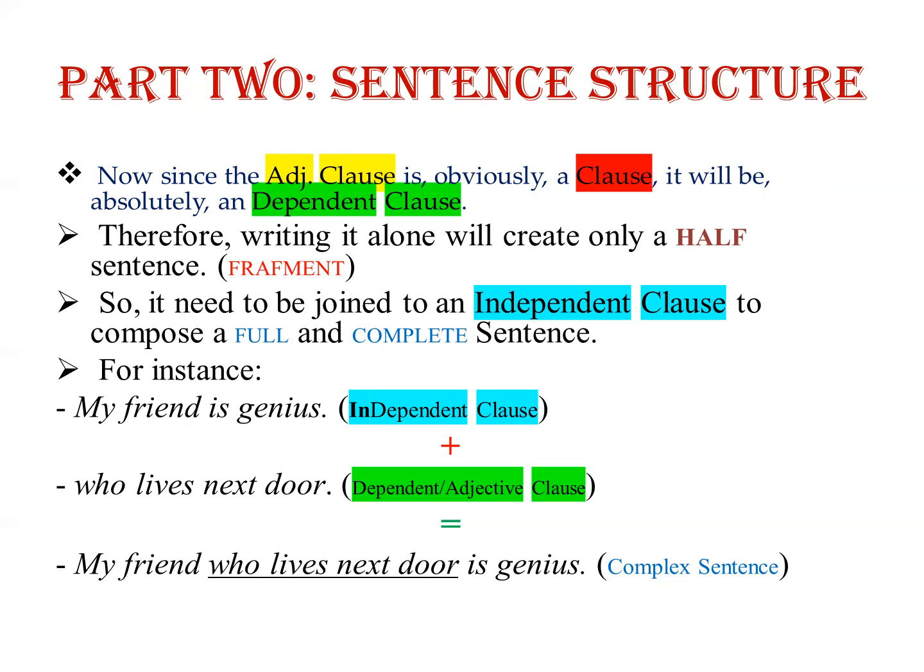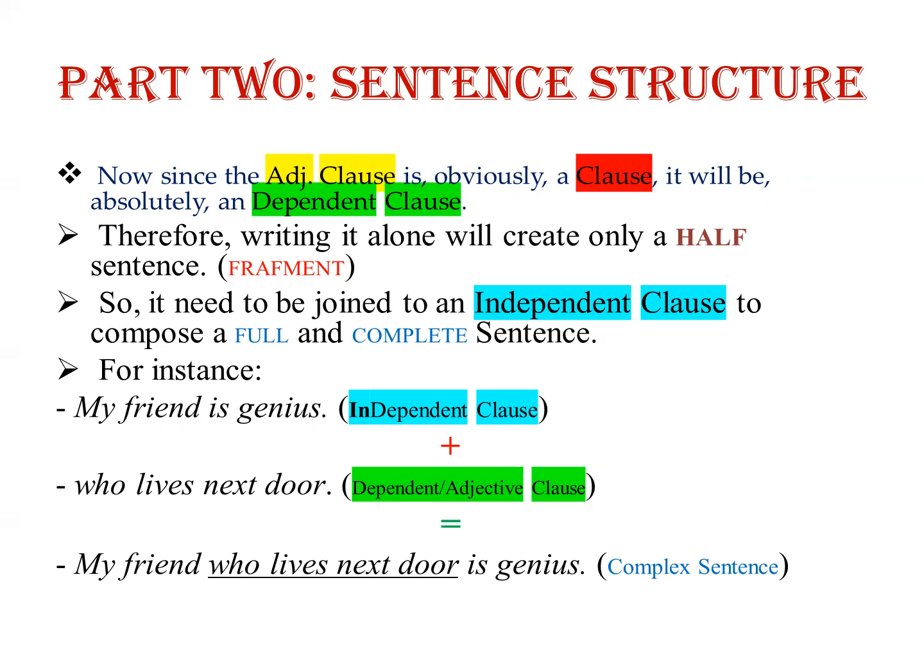Okay, "My friend is genius who lives next door." "My friend is genius" is an independent clause, and it is also a complete sentence. "Who lives next door" is a dependent clause, or an adjective clause, absolutely, because alone, "who lives next door?" Who is this person who lives next door? It doesn't hold any meaning. Alone, there is something missing. You can't understand anything from it. If I came to you and I told you, "Khaled, who lives next door?" there is no meaning here.